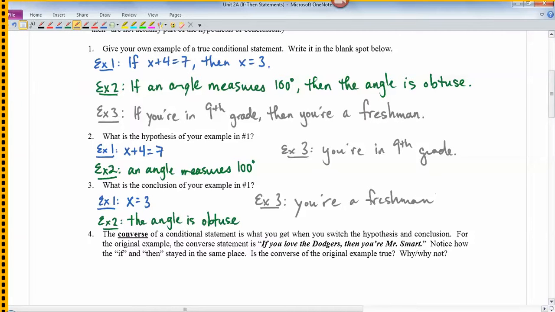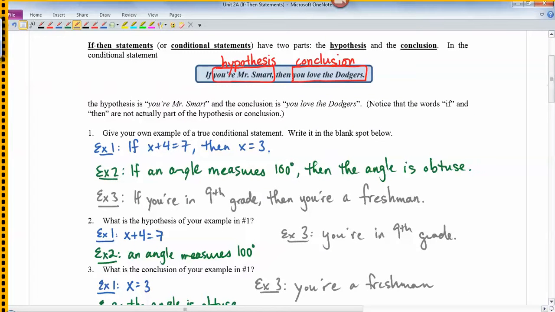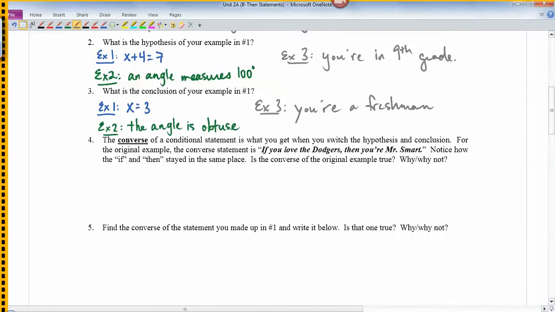In number 4, it's talking about something called a converse. And the converse of a statement is when you just switch the hypothesis and the conclusion. So in the original statement up here, it says, if you're Mr. Smart, then you love the Dodgers. The converse would come if I switch these two. So then it would be, if you love the Dodgers, then you're Mr. Smart. The if and the then stay put, right? Because those aren't actually part of the hypothesis and conclusion.